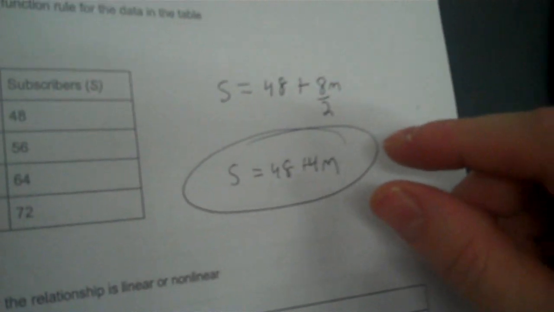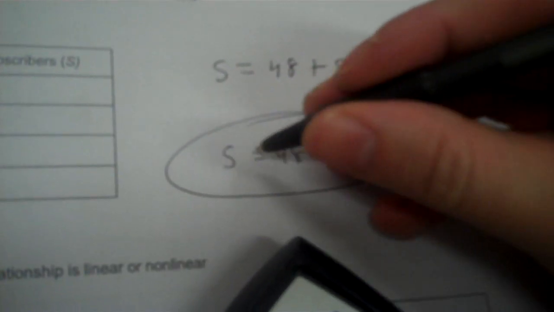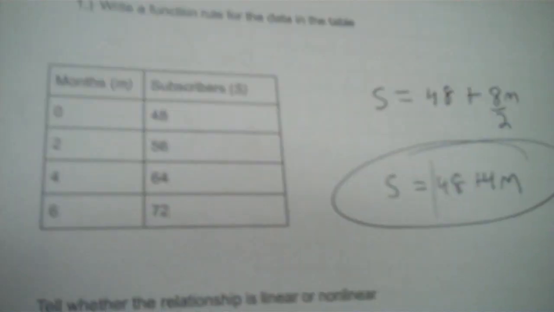Now the way to check your answer, you can check your answer. If you make a wall there and punch in 48 plus 4 times and pick an m, okay? Pick an m number. Let's go with 4. When I click this equals, it should be 64. Boom. That's how to check it.